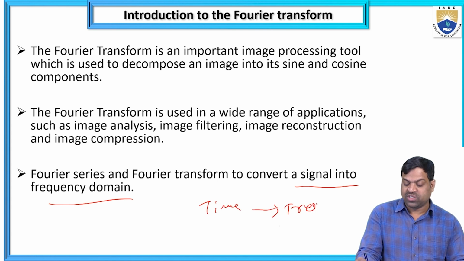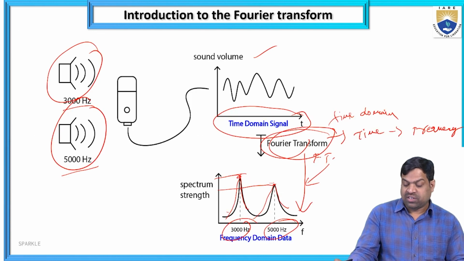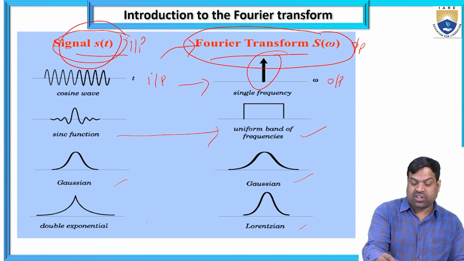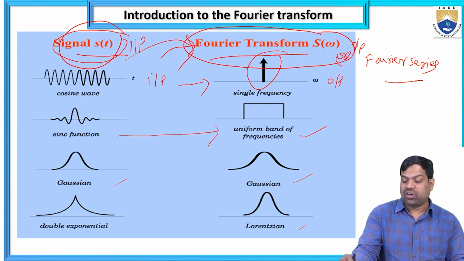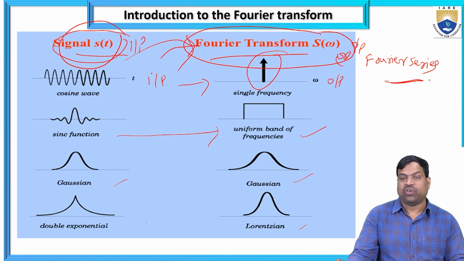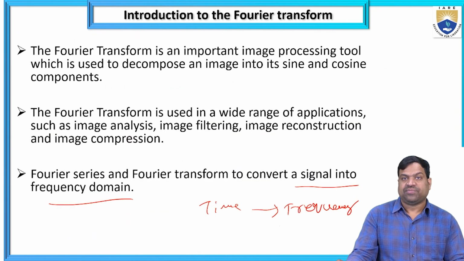Time into the frequency, or as we already discussed here, the signal is converted by the Fourier transform or Fourier series. So the input signal S of t is converted to the Fourier transform S of omega, or Fourier series. These are the advantages of Fourier transform and Fourier series.